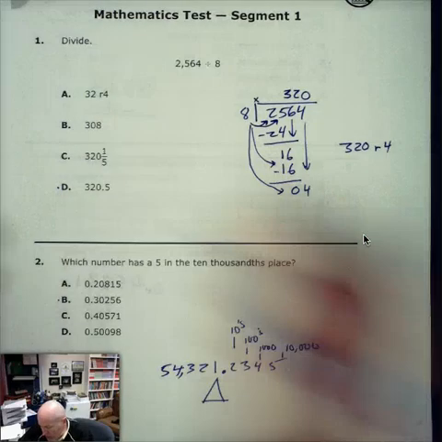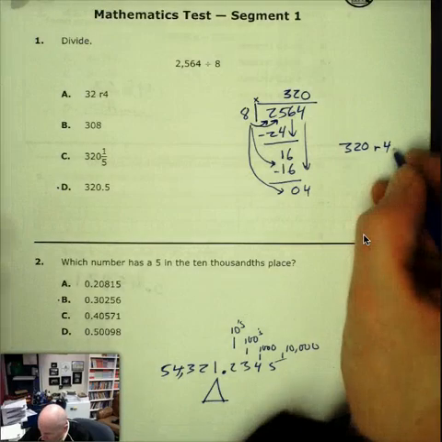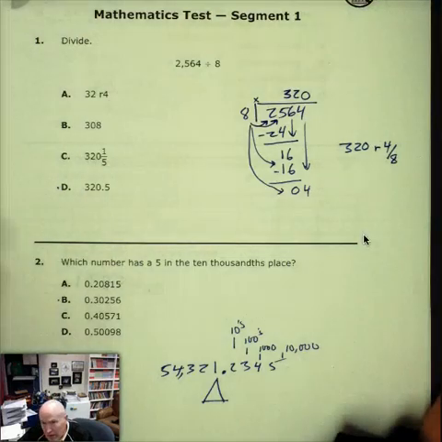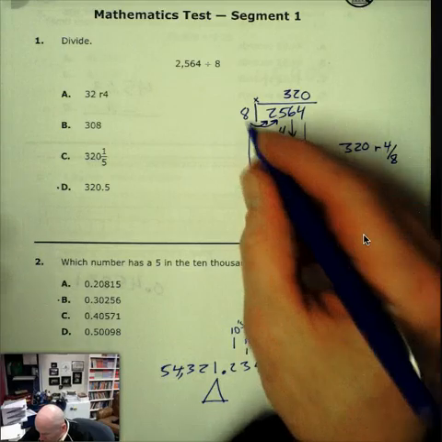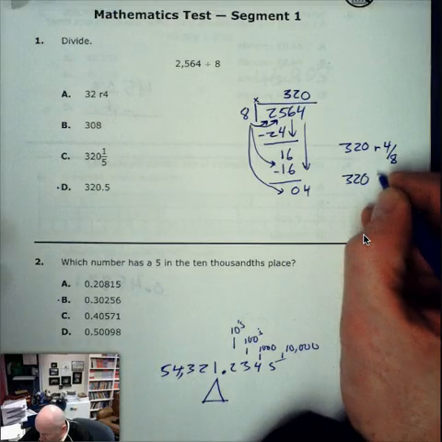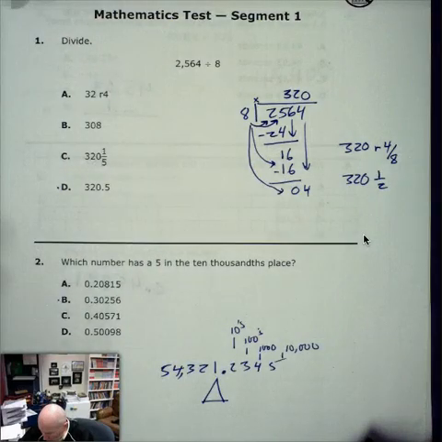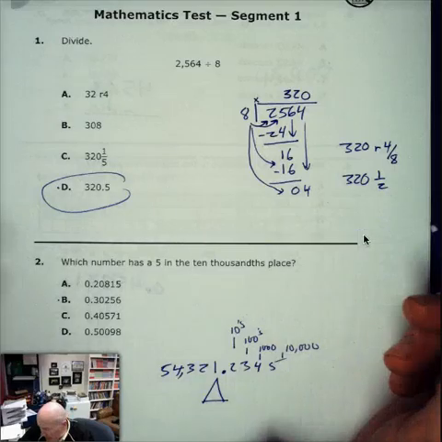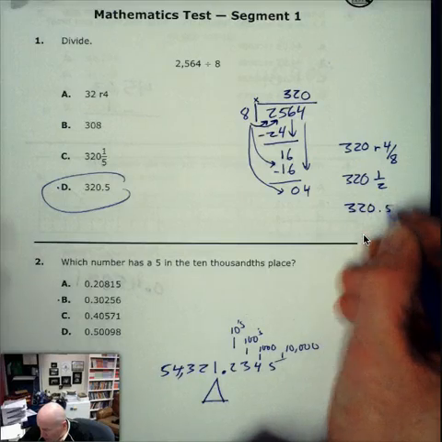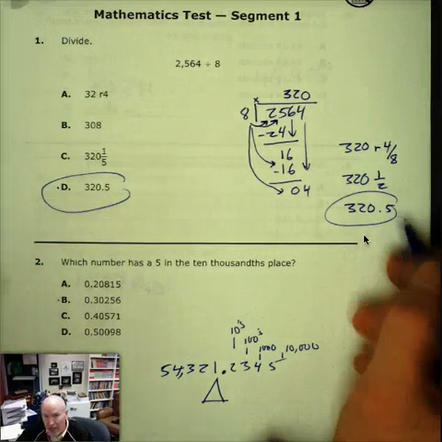But when I look over here at my answers, none of those answers look anything like that. So let me think about that remainder. That remainder really means 320 and 4 out of 8. Correct? 4/8, 4 parts left out of 8. Or I could rewrite that as 320 and 1/2. I could simplify it to a fraction, but I still don't see that over here. But when I look down here, I do see a decimal that is the same as 1/2. So your answer is 320.5. What they did there is a little trick. They replaced the fraction 1/2 with the decimal.